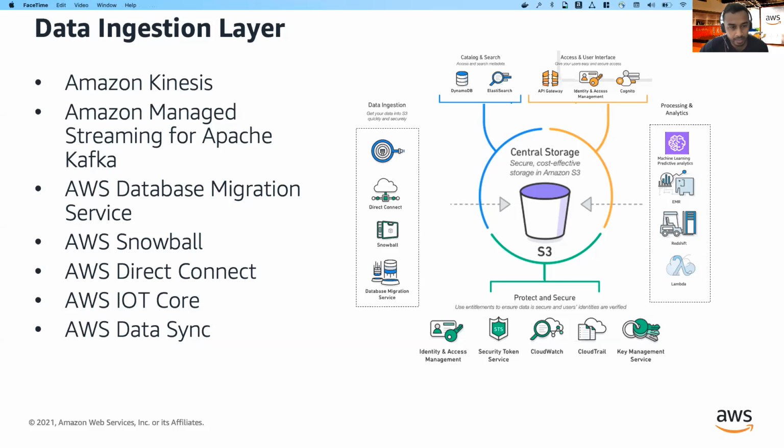Okay, so let's look at some of the services which are used in the data ingestion layer. The first one is Amazon Kinesis. Kinesis is a family of services for ingesting real-time data, and it provides capabilities to securely load and analyze streaming data, and then stream this data to S3.